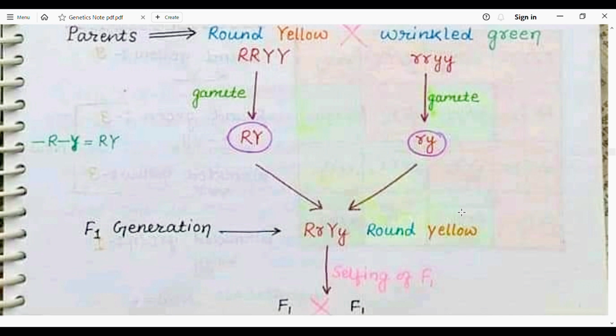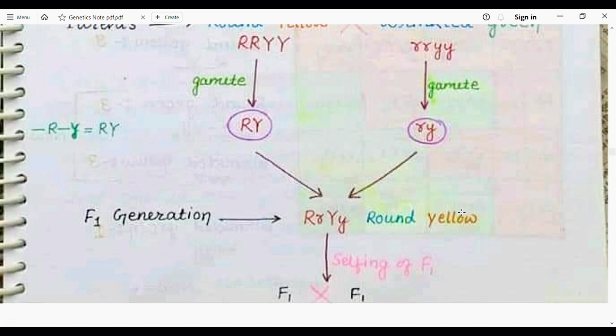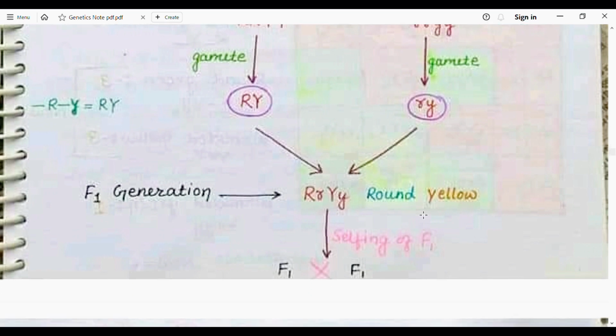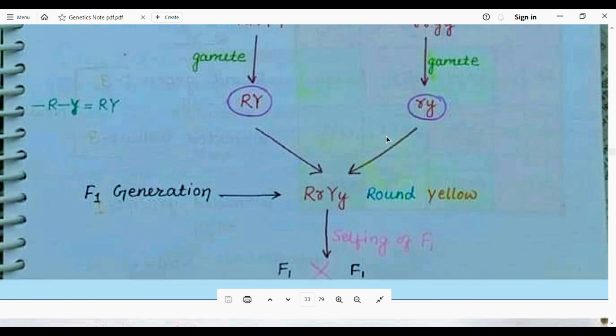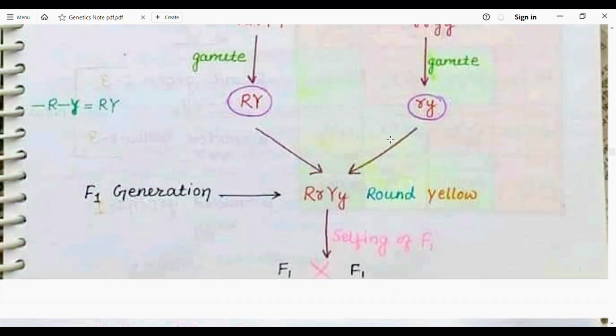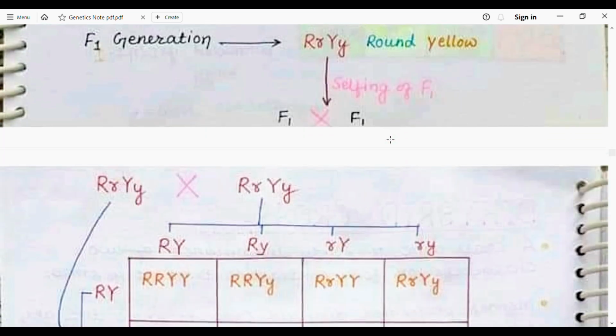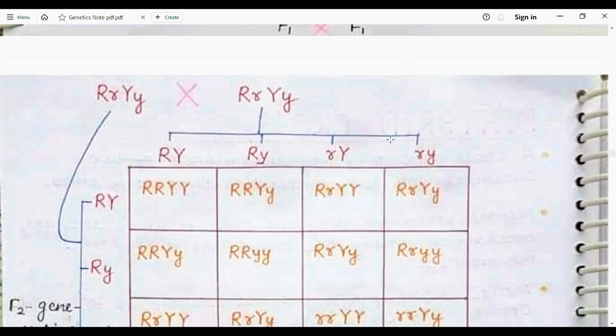So the first generation which is produced is round yellow, and it is a hybrid. It is not similar to its parents. All the offspring produced in the F1 generation have round and yellow seeds. For the F2 generation, we have to self F1 with F1, or we cross F1 with F1, as you clearly see in the picture. So F1 crossed with F1, then gametes are formed.